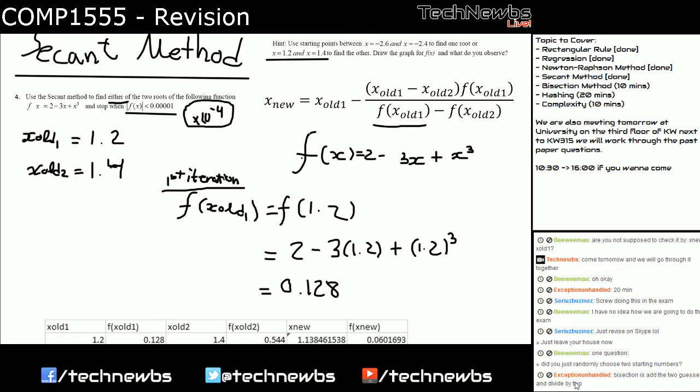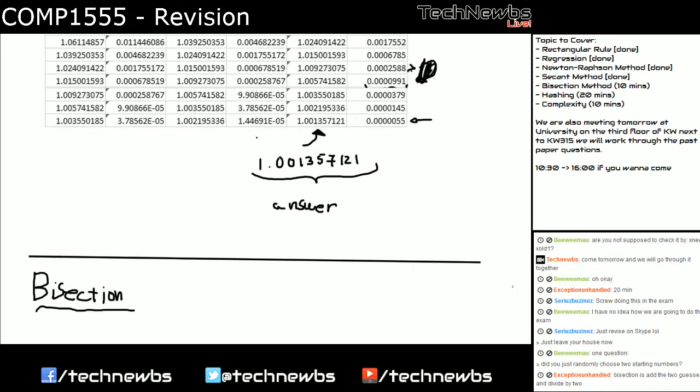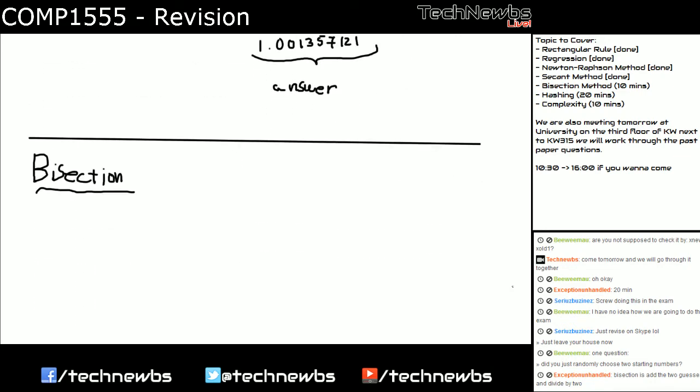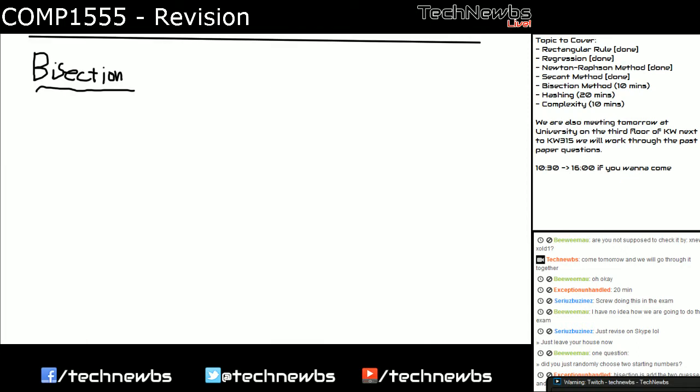It's not just that, by the way. For the bisection method, you'll see why. You have to be very careful with the bisection method, because there's a rule you need to follow for it to work. That's not given in the formula.